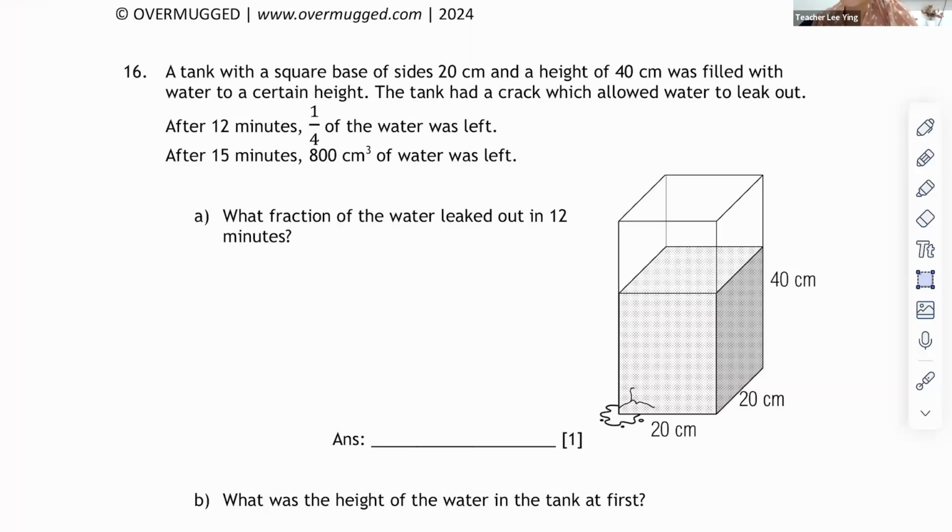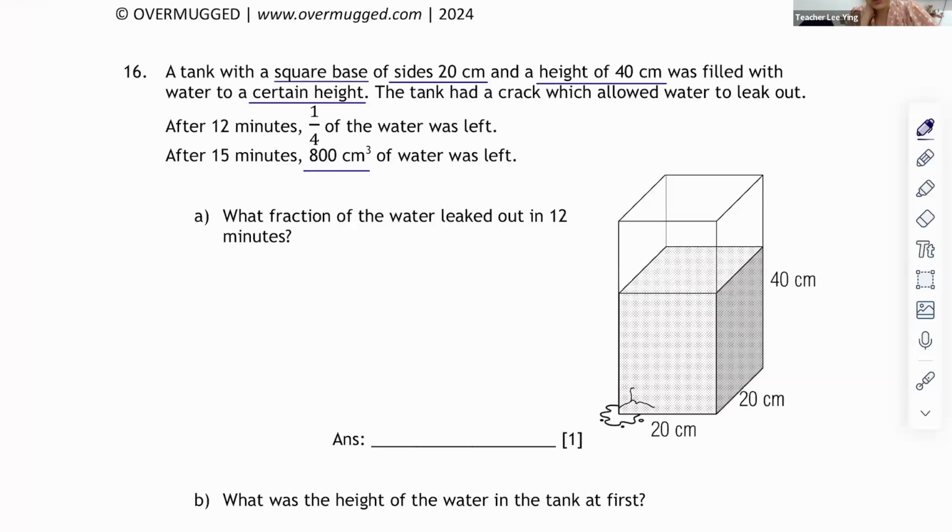Okay, last 2 questions. Question number 16. We have a tank with a square base of sides 20 centimeters and a height of 40 centimeters filled with water to a certain height. So we do not know what this height is. And the tank had a crack which allowed water to leak out. After 12 minutes, 1/4 of the water was left. So take note, this is of the water, not the capacity of the tank. So there was so much water and then 1/4 of it was left. After 15 minutes, they gave you the volume.